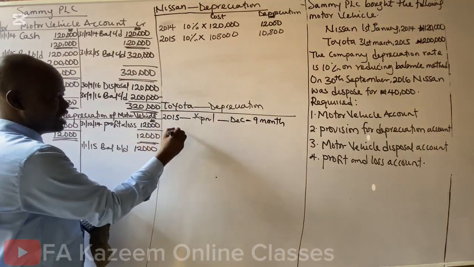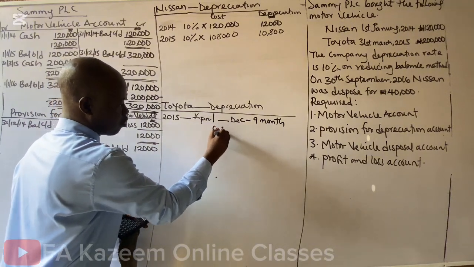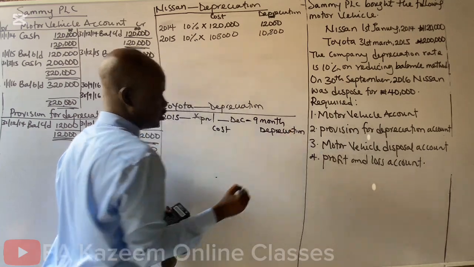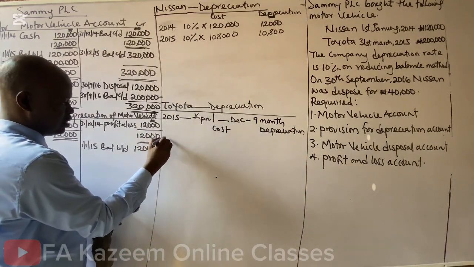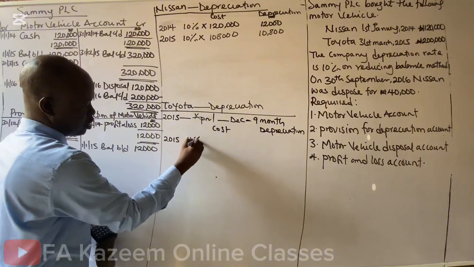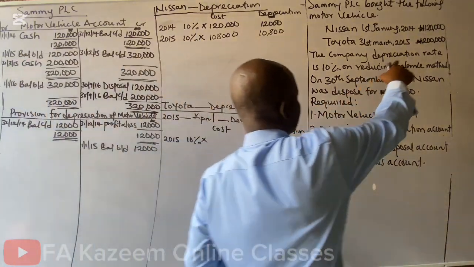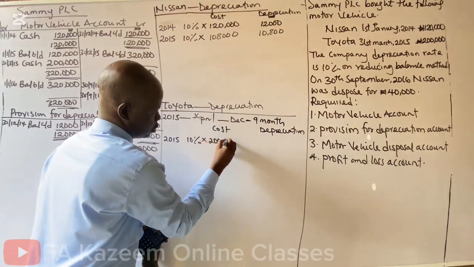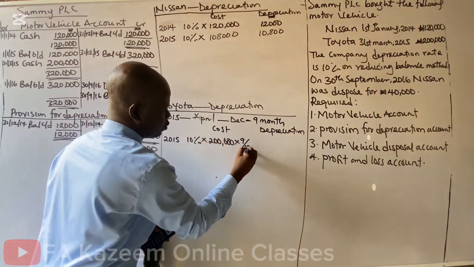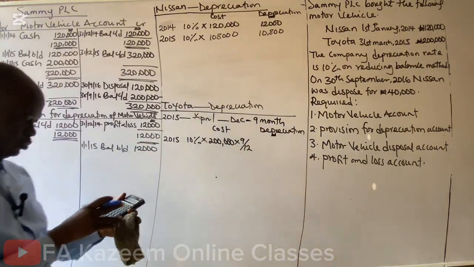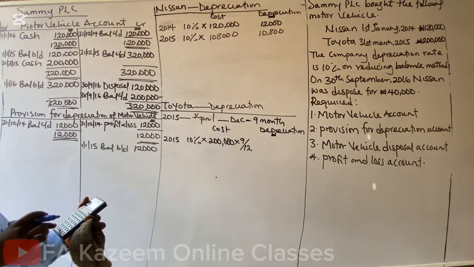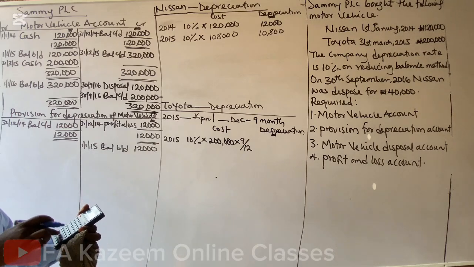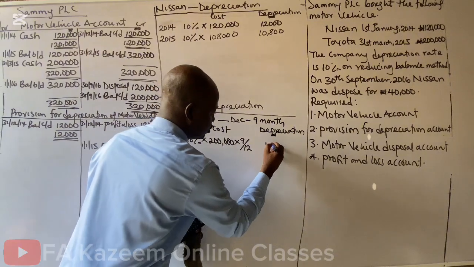How do we do that? We also say cost and depreciation. Now in 2015, it will be 10% of the cost of 200,000 times 9 divided by 12. That is 200,000 times 0.1 times 9 divided by 12. That is 15,000.